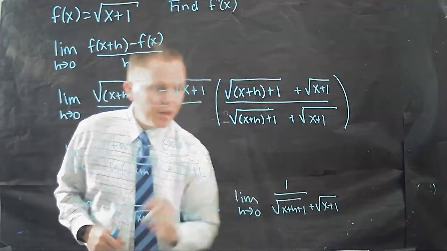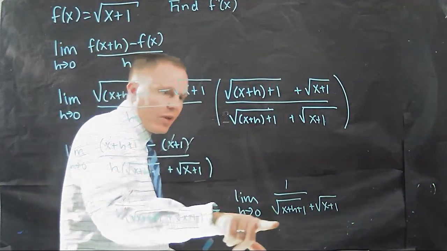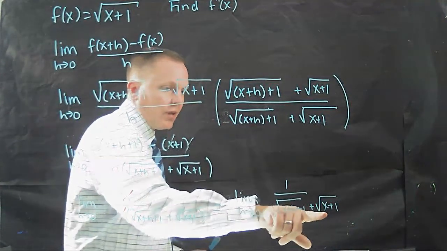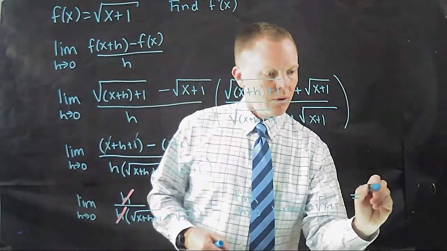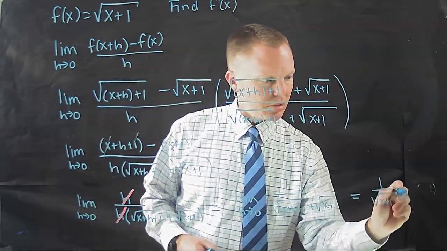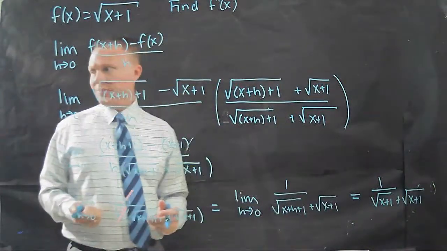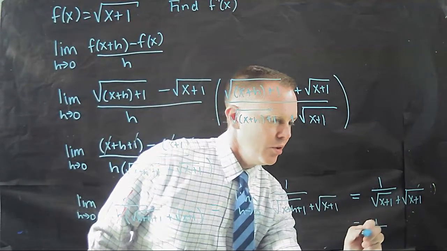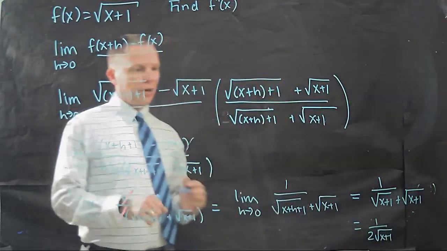But now, look right here. If I plug in 0 for h here, I'm just going to have x plus 1 there, and then x plus 1 there. So what am I going to be left with? 1 over the square root of x plus 1 plus the square root of x plus 1. And I feel like we could just simplify that to 1 over 2 square root of x plus 1. There we go. Perfect.